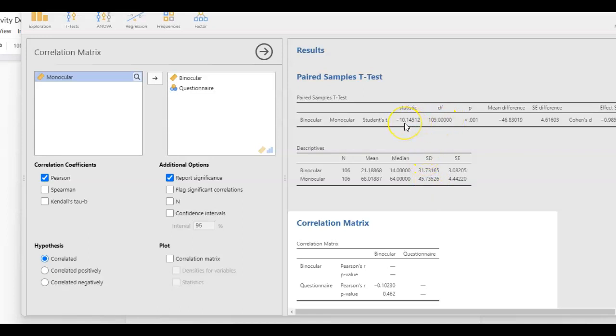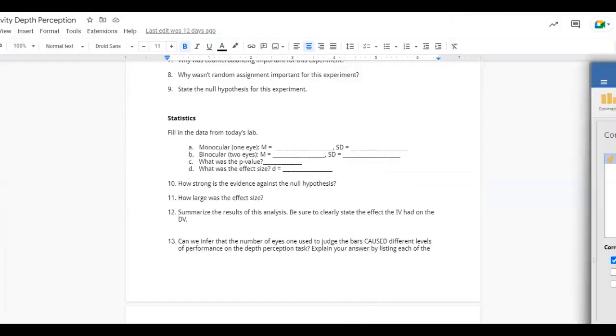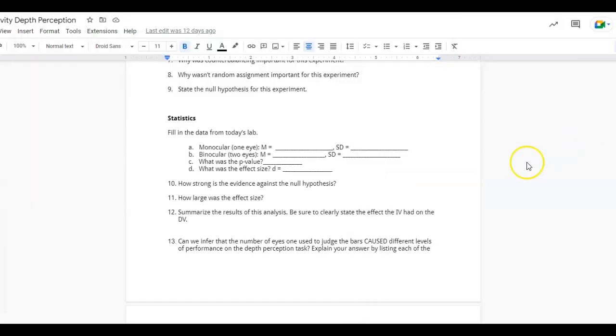Our t-statistic we compute is negative 10.145 with a p that's less than 0.001. This is a big difference between these two conditions. It's a difference of 46 millimeters. We can look at our effect size and see that that's an effect size of 0.99, which is a very large effect size. So we have a large difference between the groups, and this is strong, compelling evidence against the null. It's a very low p-value.